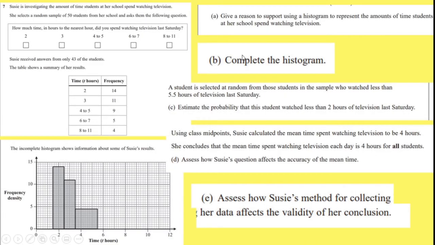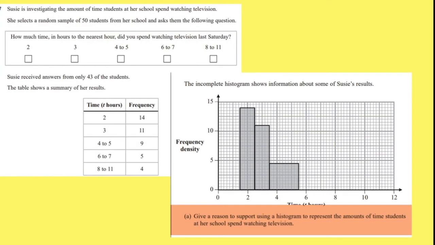Susie is investigating the amount of time students spend watching TV. She randomly selects a sample of 50 students from the school and asks them the following question. Right, so there are questions here. I'll do it one by one. Pause the video if you want to have a try for yourself. Right, so first one in red.